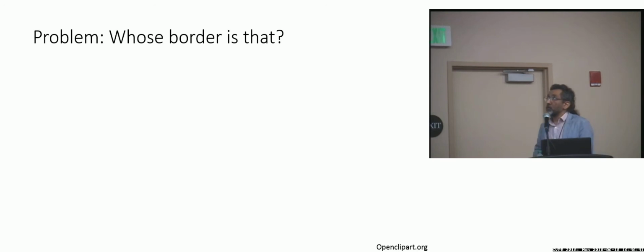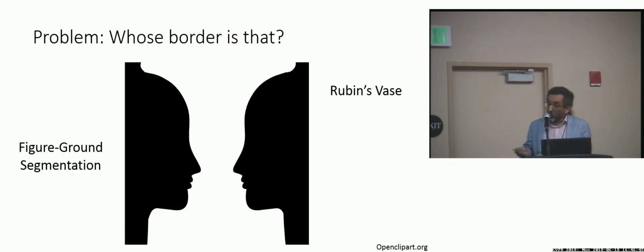So the first problem with objects is to determine whose border is that. What we have here is the Rubin's vase illusion, and as Krista talked about, there's a figure ground segmentation problem that goes along with it. So when you see the vase, the border is owned by the vase. When you see the face, the border is owned by the face. The idea is that a contrast border can only be owned by a single object at a time, and whatever doesn't own it likely falls behind it, and therefore is the ground.